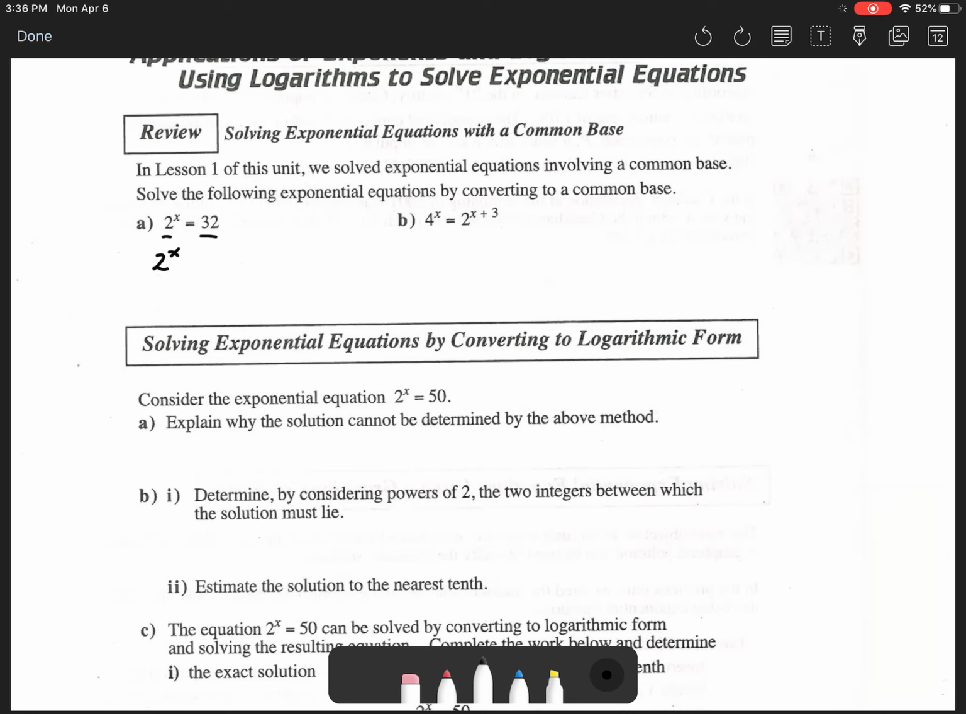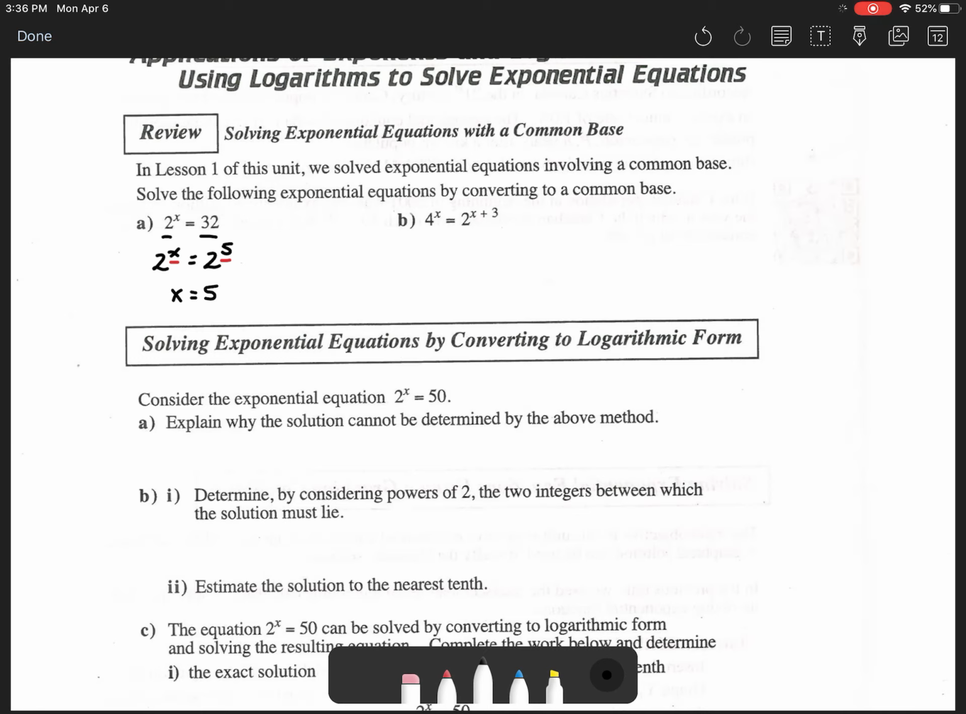and a base of 32. So the 2 to the exponent of x will stay as it is, but 32 can be rewritten as a power at the base of 2, which is 2 to the exponent of 5, okay? So at this point, it's pretty self-explanatory based on what we've learned before. If I have two powers with the same bases, I simply equate the exponents at this point, and I say x is equal to 5, and that's it.